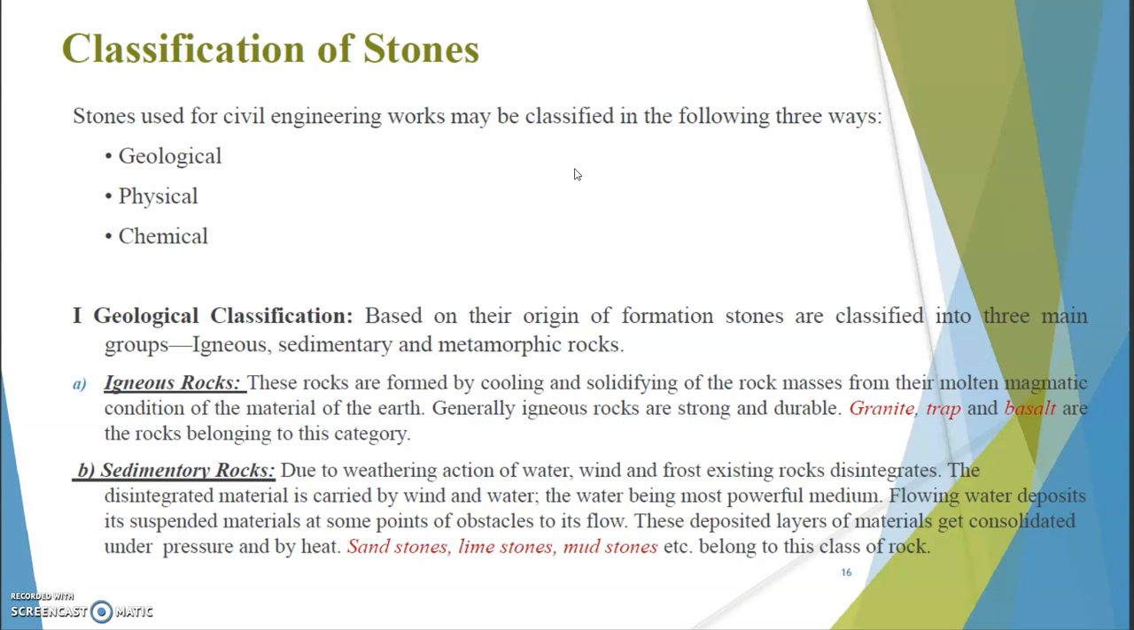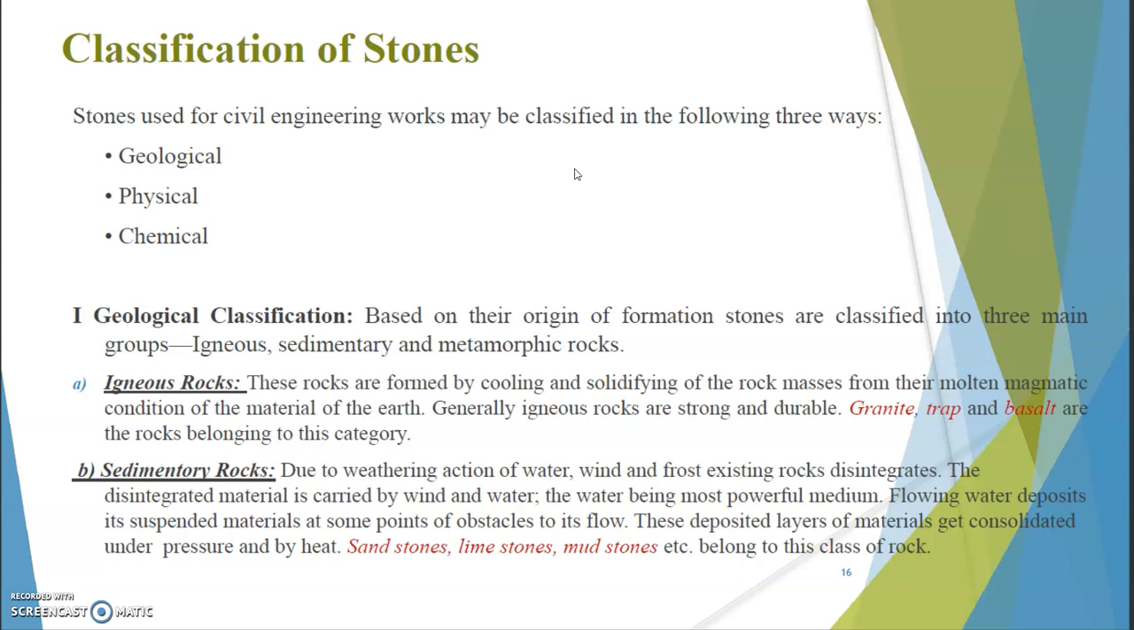So the second one is sedimentary rocks. As the name suggests, sedimentary rocks are formed because of continuous sediment formations of disintegrated rock materials in a place. Due to weathering action of water, wind and frost, existing rocks disintegrate. Disintegrate in the sense it just gets physically collapsed. So that disintegrated material is carried by wind and water.